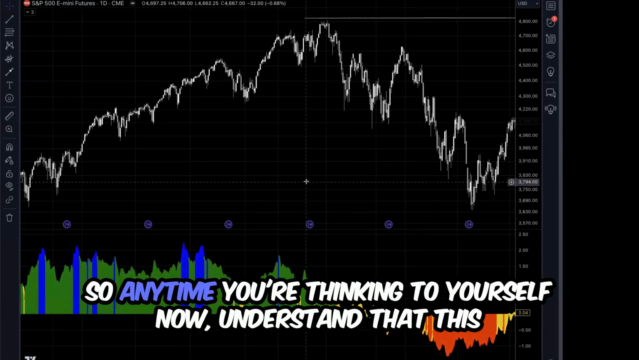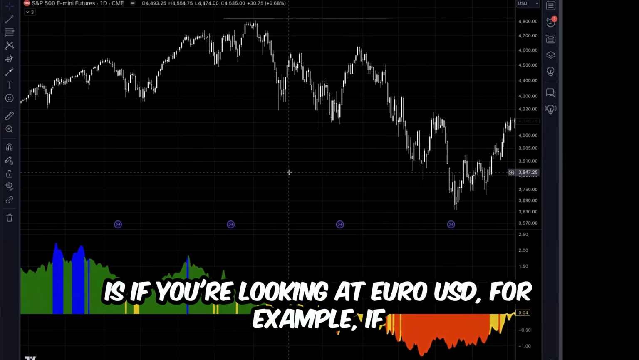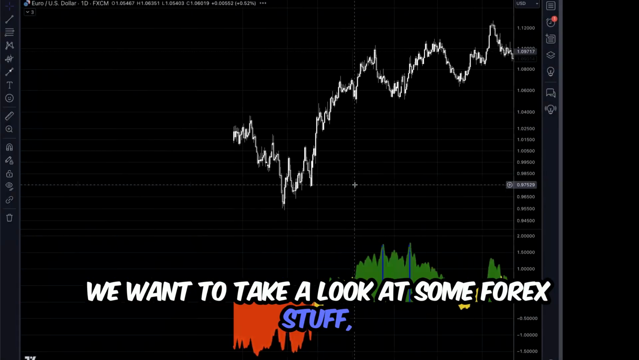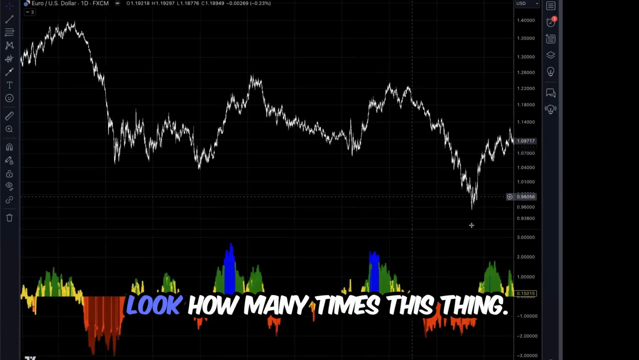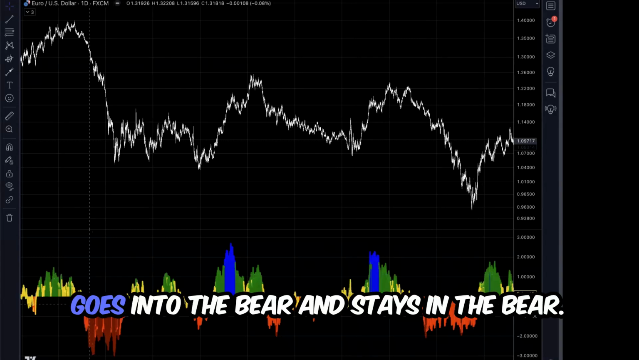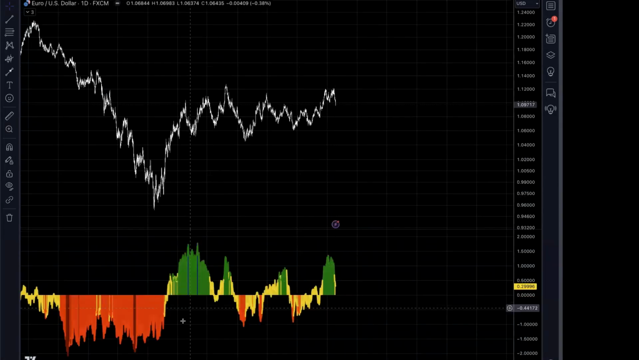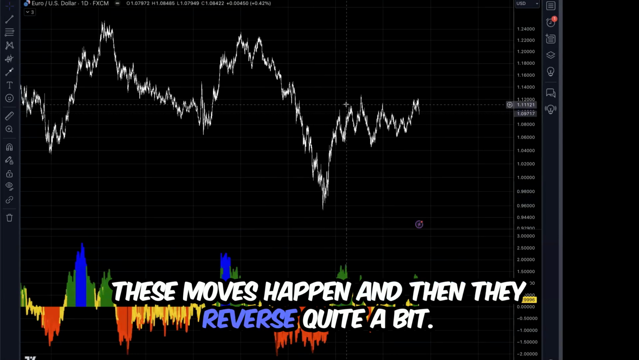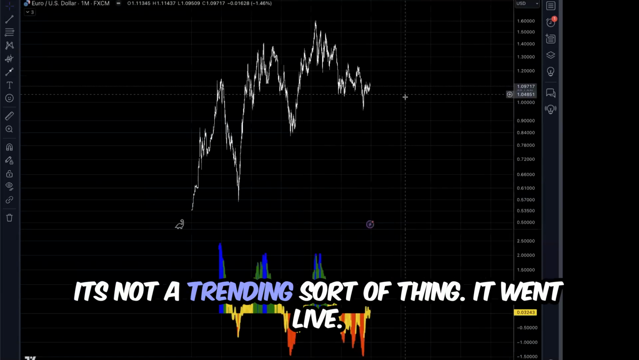So anytime you're thinking to yourself, now understand that if you're looking at Euro USD, for example, if we want to take a look at some Forex stuff, this is a lot more spread out. Look how many times this thing goes into the bear and stays in the bear, goes into the bull, and these moves happen and then they reverse quite a bit. So let's take a look at the Euro. It's not a trending sort of thing.